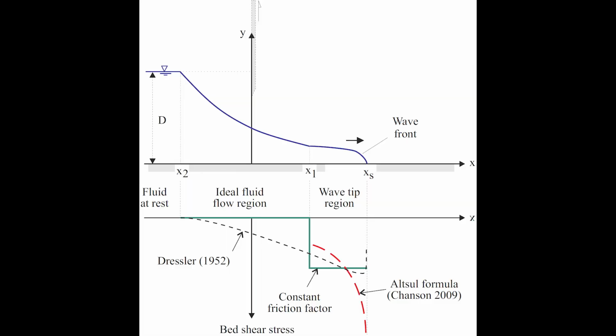This sketch shows a difference in boundary shear stress between the solution with constant friction factor in the wave tip region, green line, the Dressler approximation, dashed black line, and a solution using the Moody diagram for turbulent dam break wave in red.